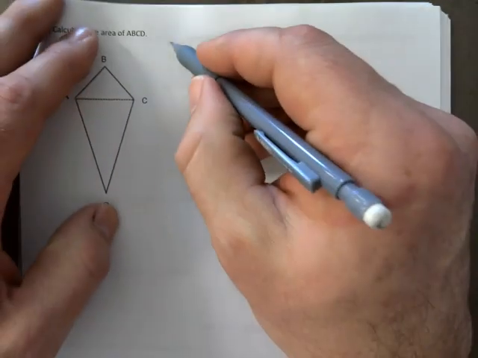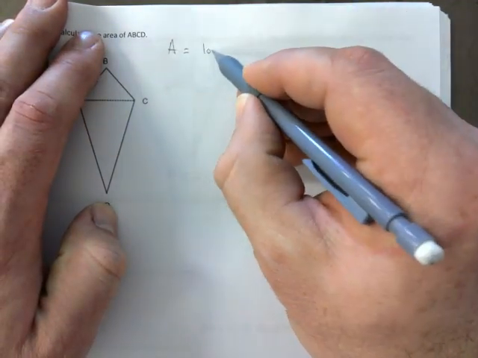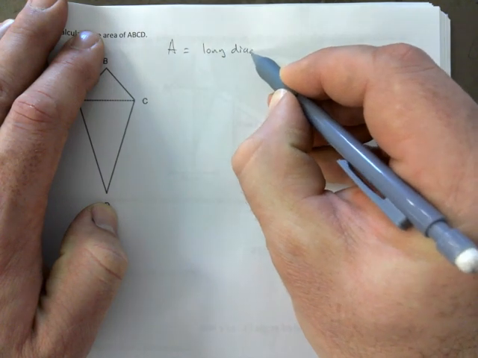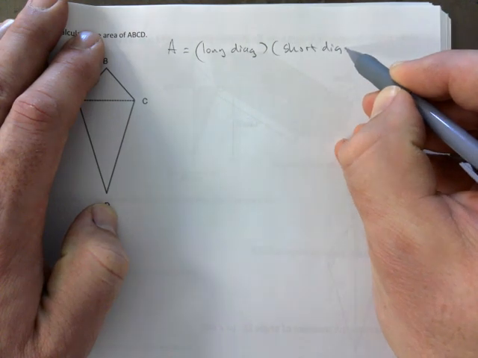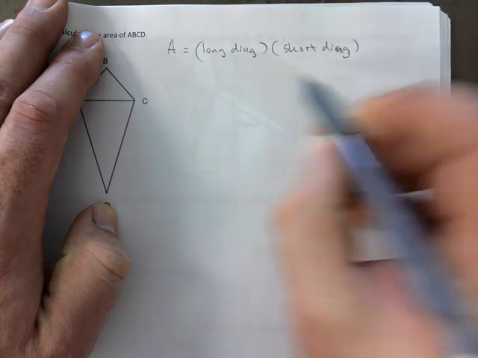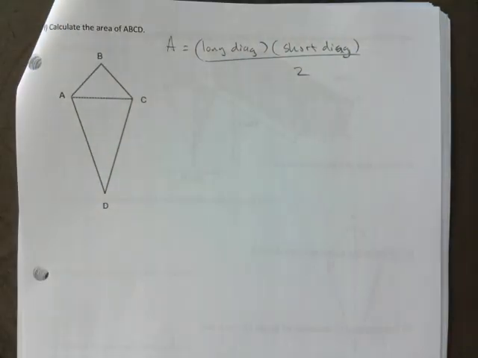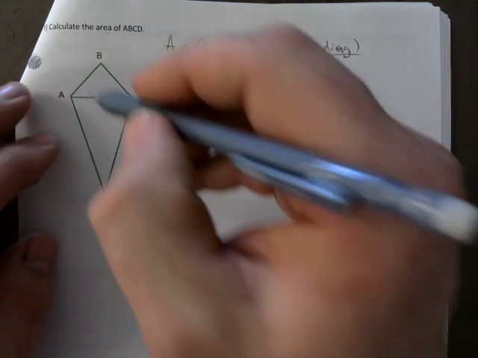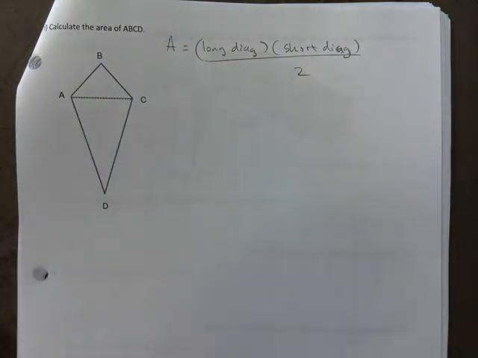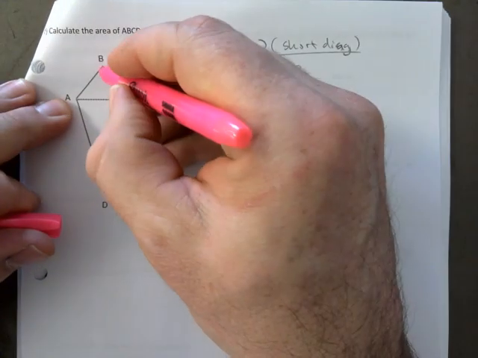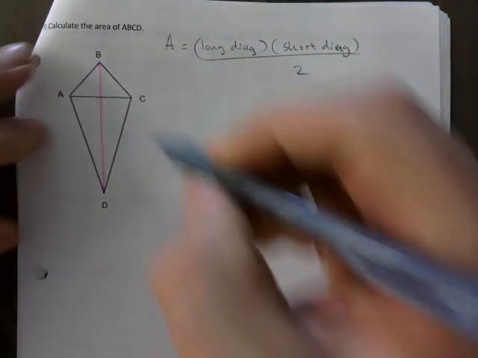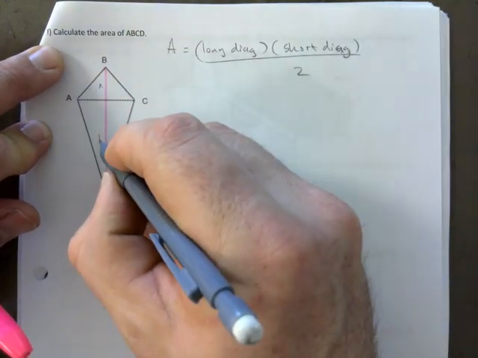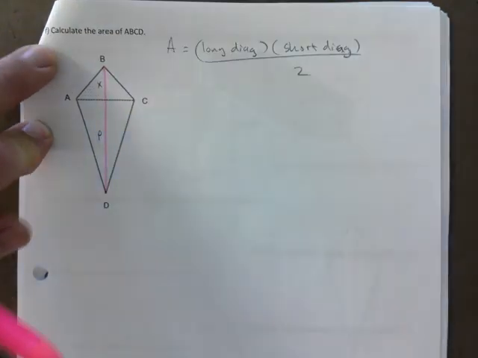So to find, remember, area is long diagonal, short diagonal. Basically, take both diagonals, multiply them, then divide it by 2. Multiply it by half or divide it by 2. That's basically what we're after. We know this one. I'm going to use this. We know this. Anybody remember? This was X, and this is P. We already found that, right? I set it up for you.